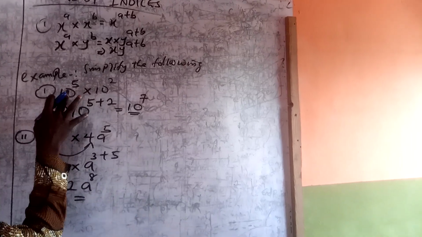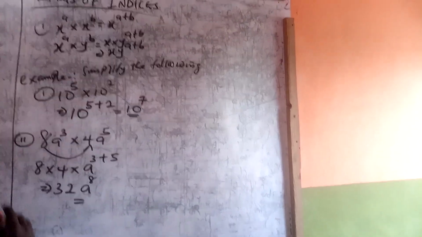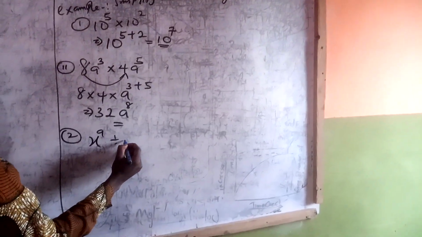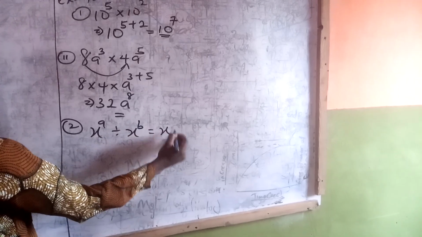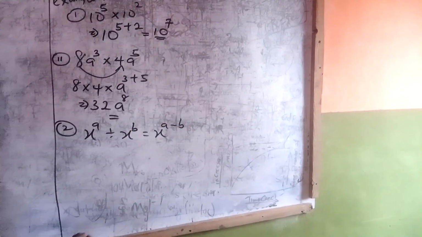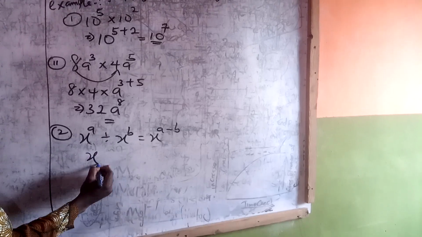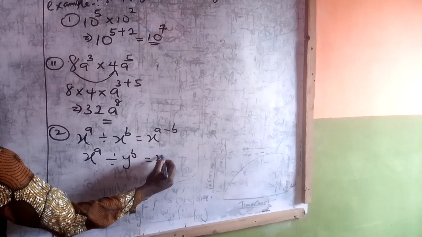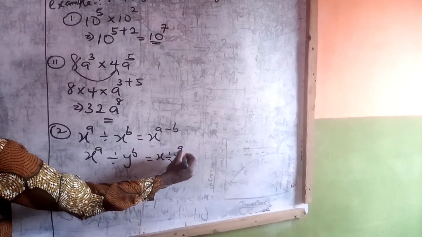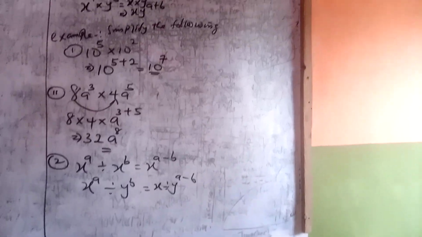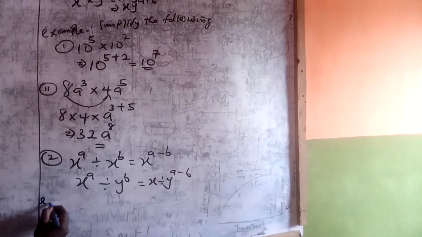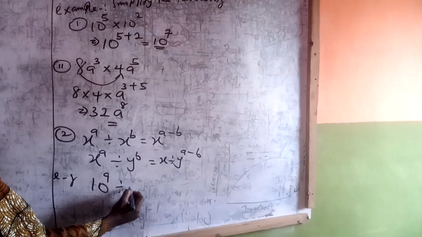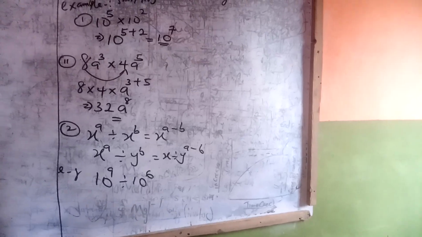But I just want to bring out a related example to this. Then the second law: x raised to power a divided by x raised to power b will be x raised to power a minus b. Now, when they are not having the same base, you have x^a divided by y^b, so what you do is x divided by y raised to power a minus b. Now let's look at an example. I have 10 raised to power 9 divided by 10 raised to power 6 as an example.